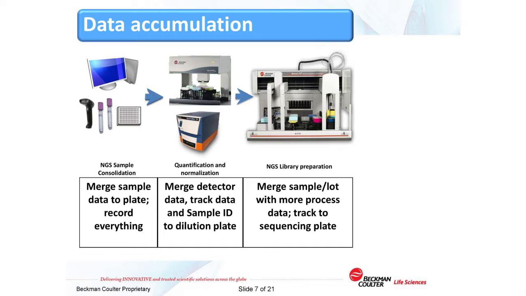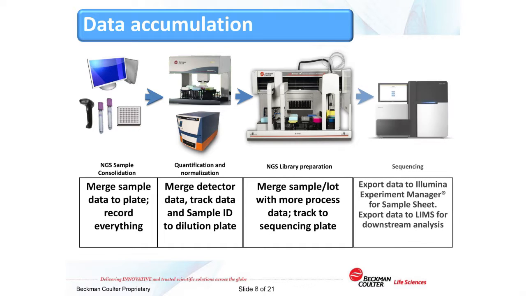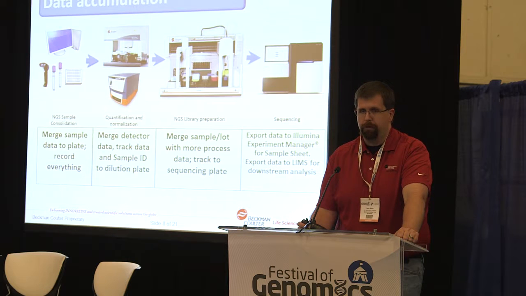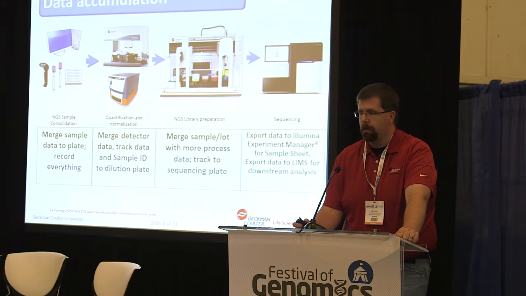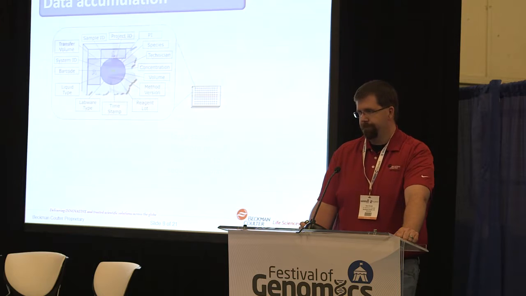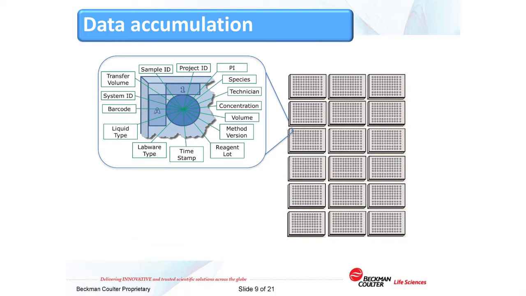So this would include lot numbers of various reagent components from the kits, and then exporting all that data to the Illumina Experiment Manager for actually running the sequencing. Also exporting that data to your LIMS system for downstream analysis so that your bioinformaticians know what samples they're working with and what bioinformatics analysis they can perform on those samples.